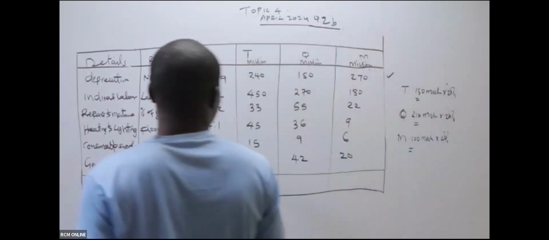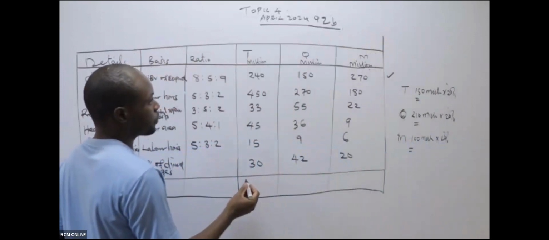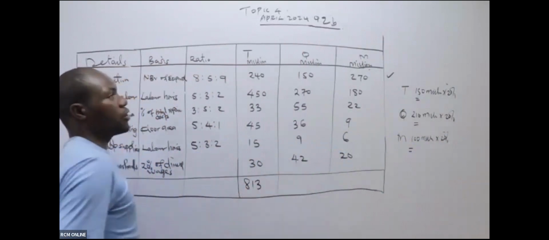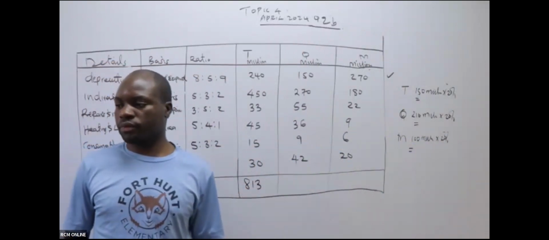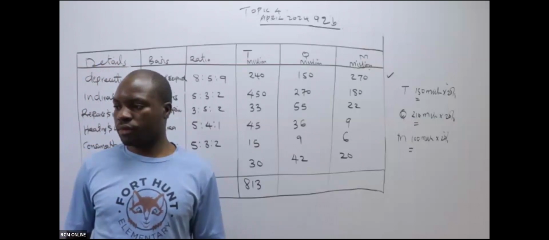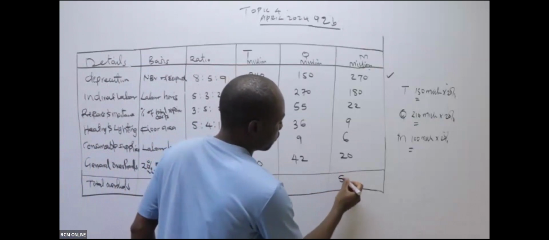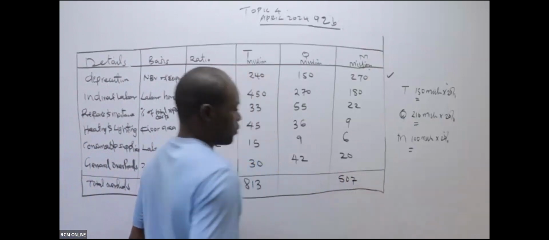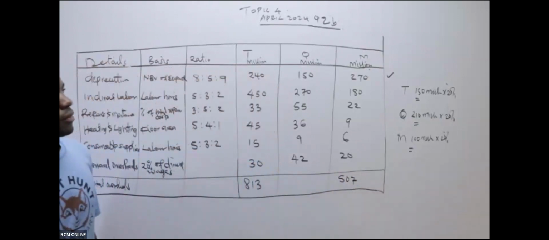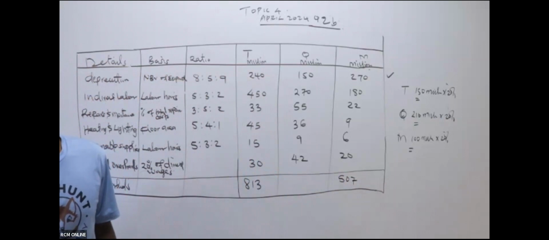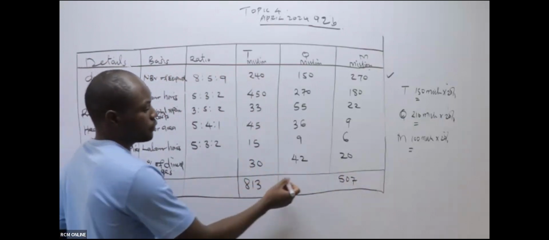So I'm told T is equal to 830. How about Q? M is 547. Thank you. Somebody should give us Q. 562.